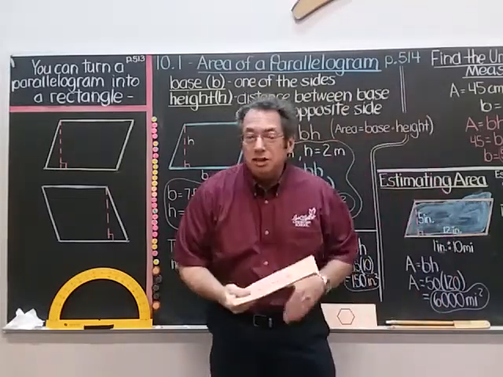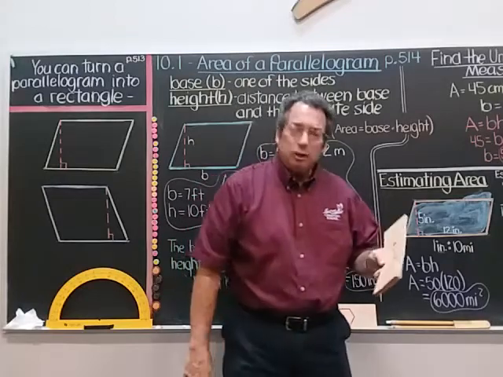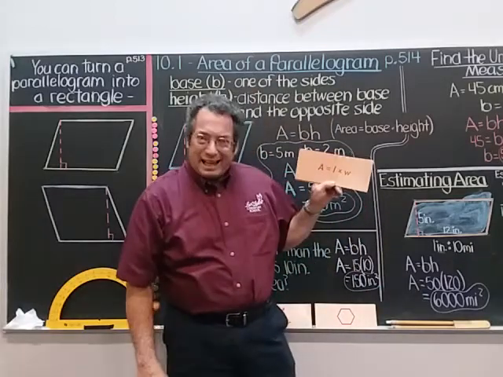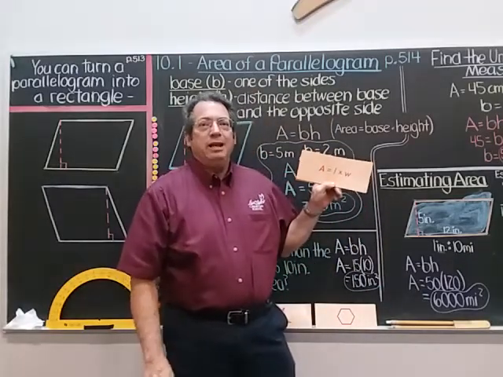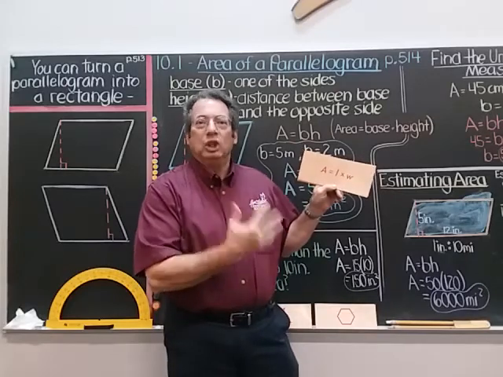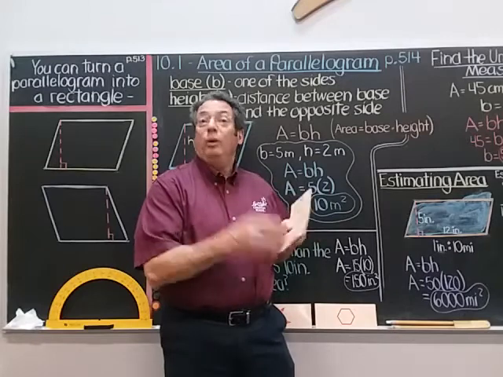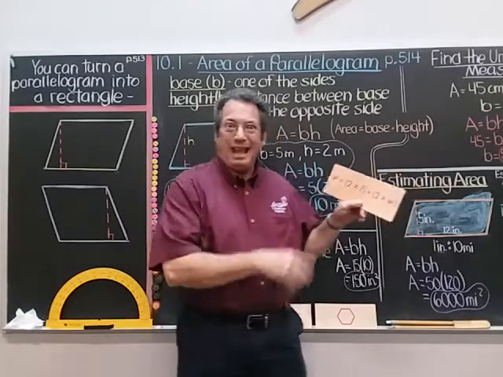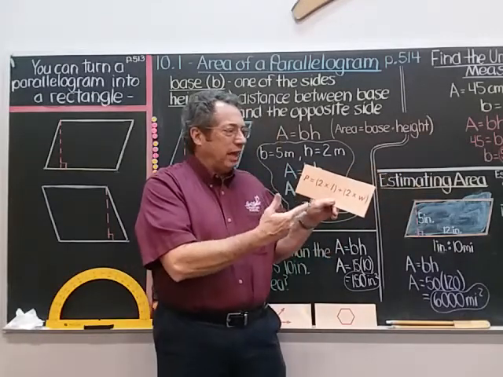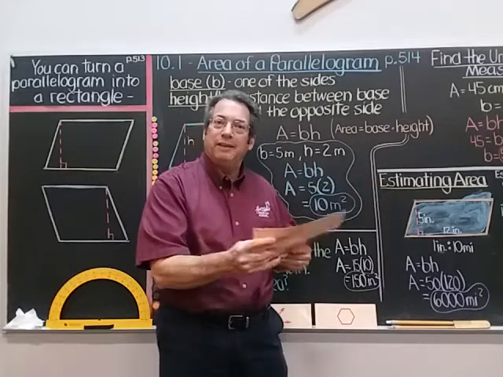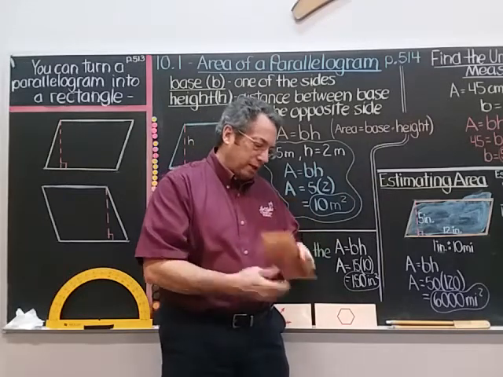Now, I want to review just a little bit before we go on here. First off, to find the area of a rectangle, we already learned a formula for that. Area equals length times width. To find the perimeter of a rectangle, we already have a formula for that. Perimeter equals 2 times the length plus 2 times the width. That's the distance around the rectangle.